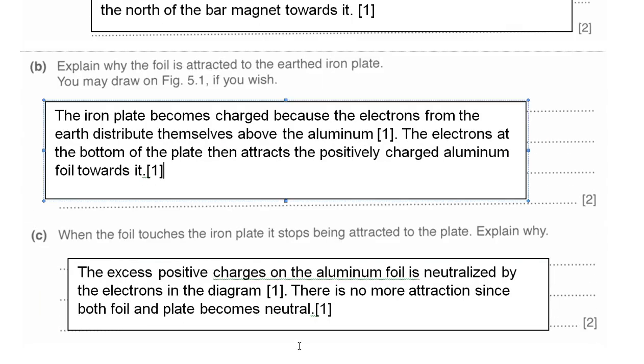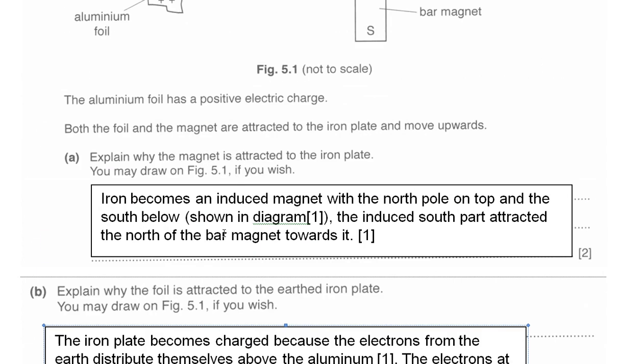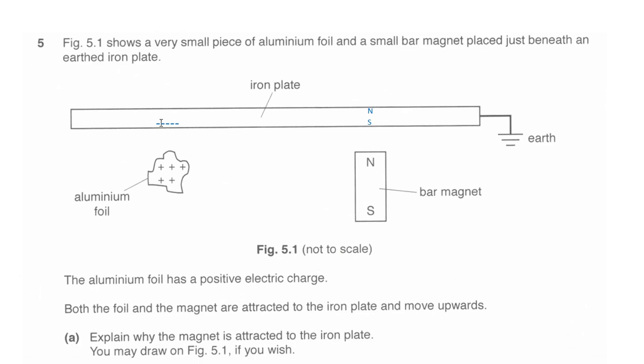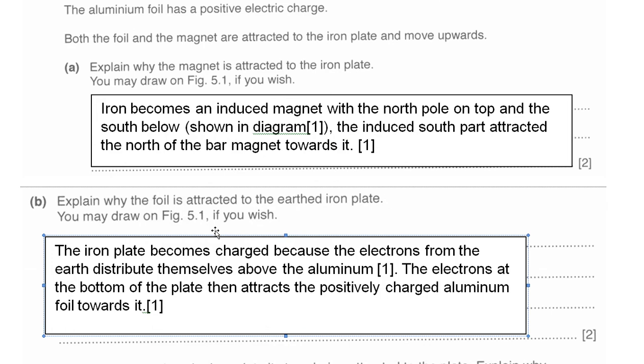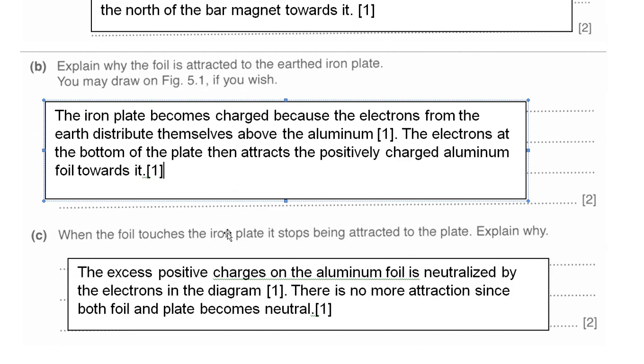Moving on to the last part, when the foil touches the iron plate, it stops being attracted to the plate. Explain why. When the foil touches the plate, these electrons over here will neutralize the positive charges, so everything becomes neutral. Since everything becomes neutral, there will be no more attraction.